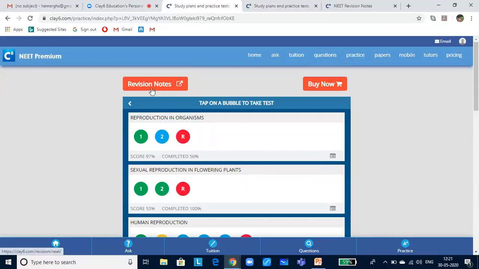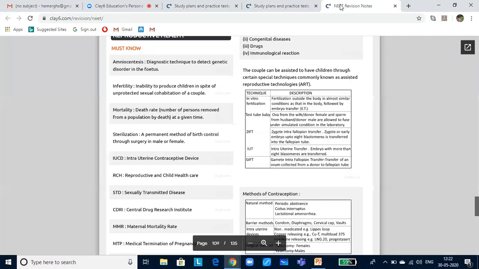Now if you look at this tab button, if you click on this, it is the revision notes. It will open into a PDF file. Now before that, we will look into this. You all need a framework to know what NEET papers really look like.